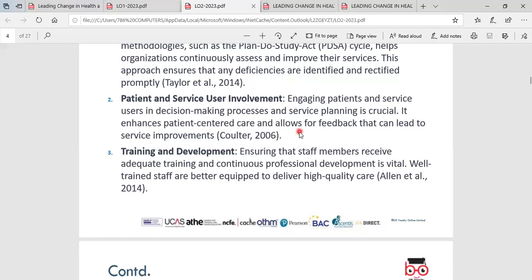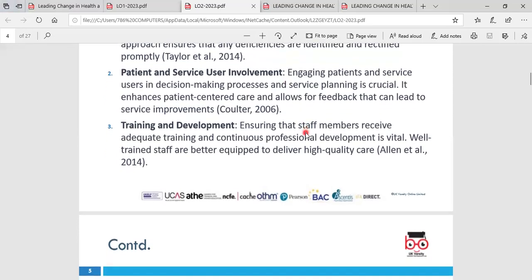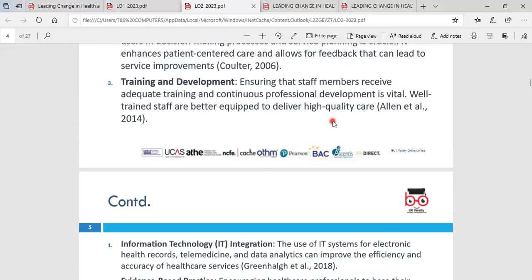Patient and service user involvement, we've talked about this. This is very crucial. So if you want patient-centered care, this would then allow for feedback, but you know that feedback can be biased also, so you have that bias component also. Training and development, this is on a regular basis, obviously. You have CPDs, continuous professional development. You have certain research bodies that are there, and this is important so that you have people who have good quality training and you're only using them for providing the best of care.